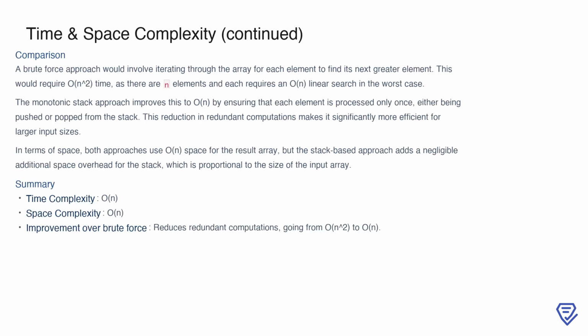Finally, let's compare this approach to a brute force solution. In a brute force method, for each element, you would iterate through the array to find its next greater element. With n elements each requiring a linear search, this results in a time complexity of O(n squared). In contrast, the monotonic stack approach reduces this to O(n) by ensuring that each element is processed only once, either being pushed or popped from the stack. This eliminates redundant computations, making the algorithm significantly more efficient for larger arrays. In terms of space, both methods require O(n) for the result array, but the stack-based approach adds a small, proportional overhead for the stack.